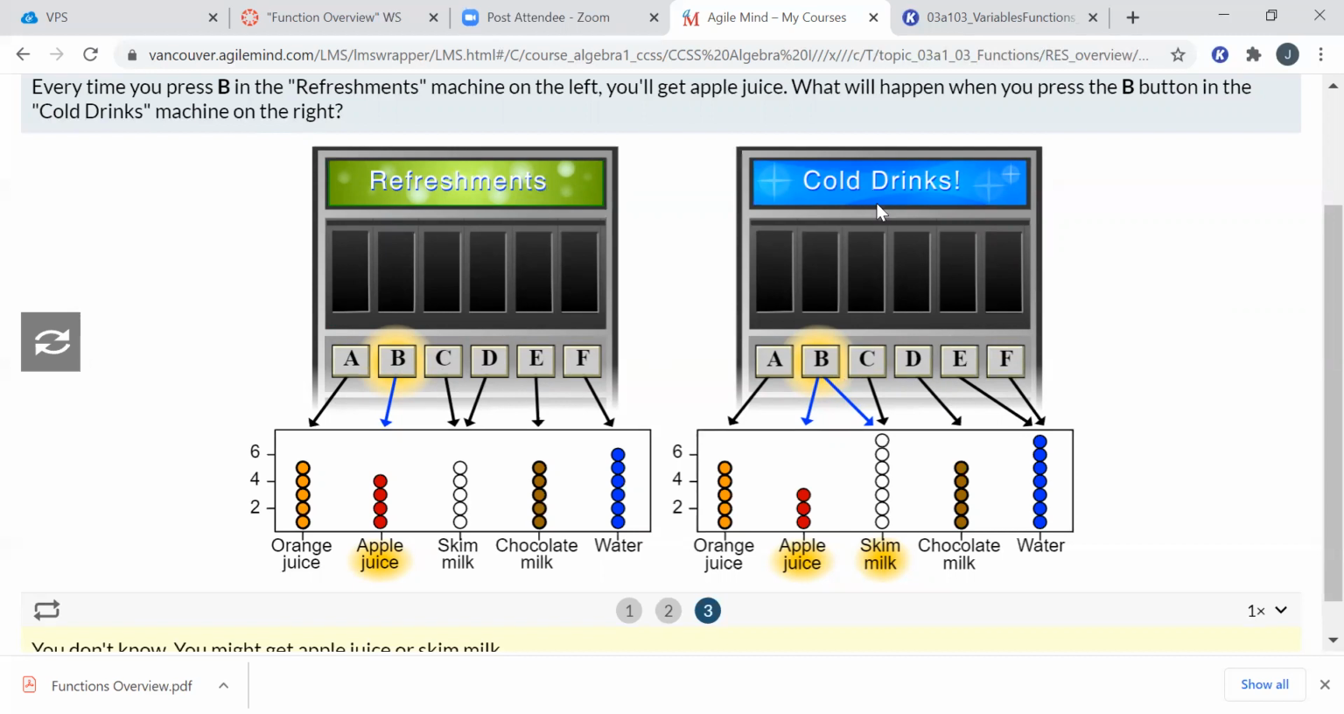However, the cold drinks one over here on the right, I cannot depend on all of the buttons. Yes, sure, if I push A, I get orange juice, and if I push C, I get skim milk, and if I push D, I get chocolate. And if I push F or E, I get water. However, B, if I push it, I might get apple juice, and I might get skim milk. I can't trust this machine. It's going to give me a surprise, possibly, and that is what makes something not a function.